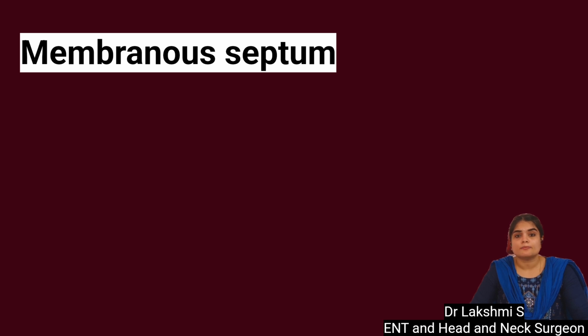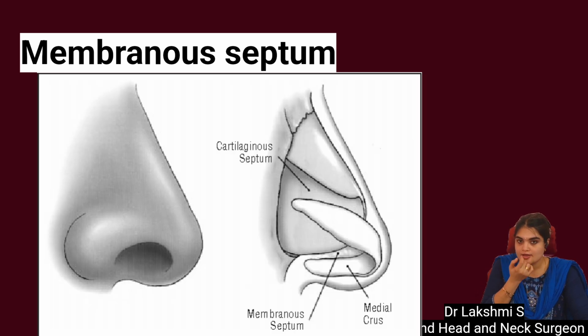The septum also has another part, the membranous septum. What is the membranous septum? It is the most anterior part, between the caudal part of the septum and the columella. It is a freely movable connective tissue.